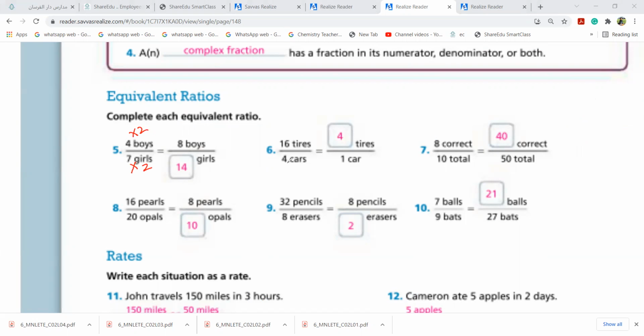16, I will divide. See, 4 and 1 is given in the question. I divide with 4 to get 1 car. So again, this I will divide with 4 to get 4 cars. 8, 10 and 50. 10 and 15, what is the relation? I will multiply with 5 to get 50, right? So 8, I'll multiply with 5 to get 40.